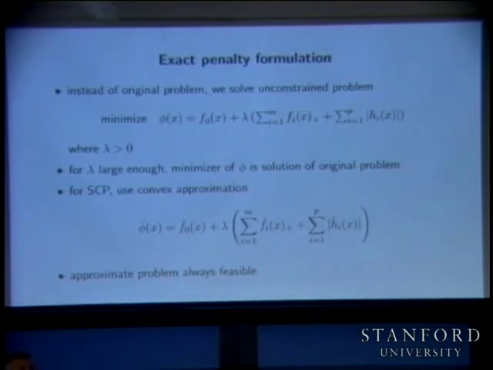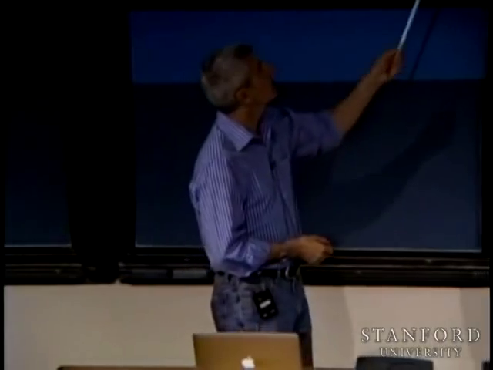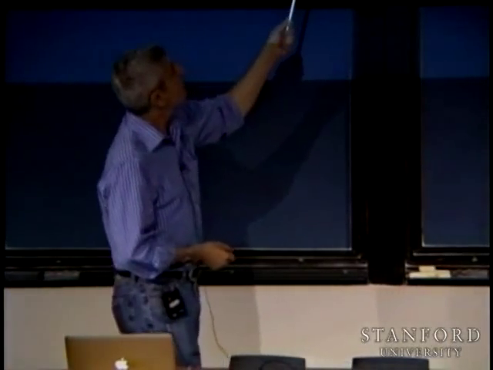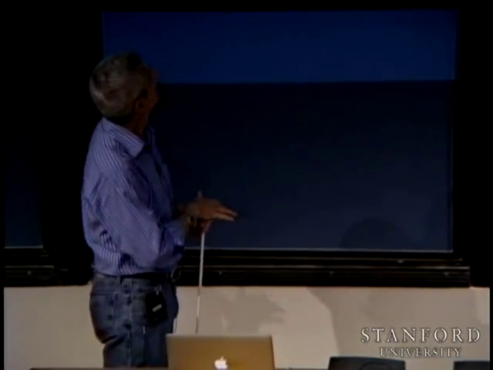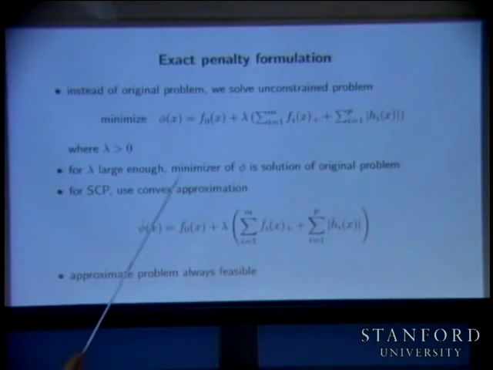A penalty method is the opposite of a barrier method. It allows you to wander outside the feasible set, but it's going to charge you. And this is the charge. So that's a penalty. Now, this is what's called an exact penalty method, and let me tell you what that means. It means that as I increase lambda, the penalty for being outside the set, you're going to violate the constraints less and less. It's kind of intuitive, and you can show this.